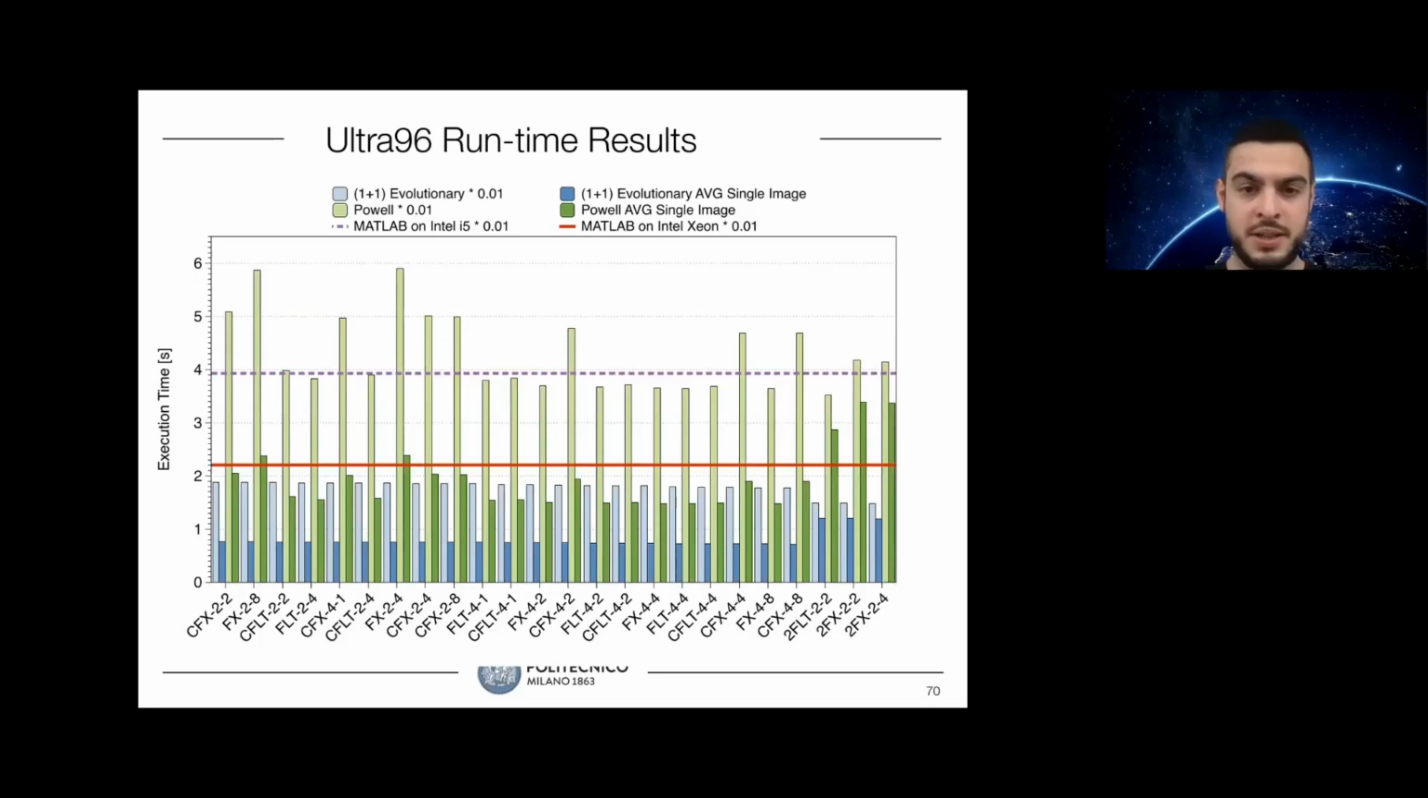We then analyze the execution times of the Ultra 96 with both Powell and 1+1 optimizers. And here we can see that, comparing to Matlab with the same optimizer, we achieve a top speedup of 2.66x against an Intel i5 and 1.49x against Xeon.